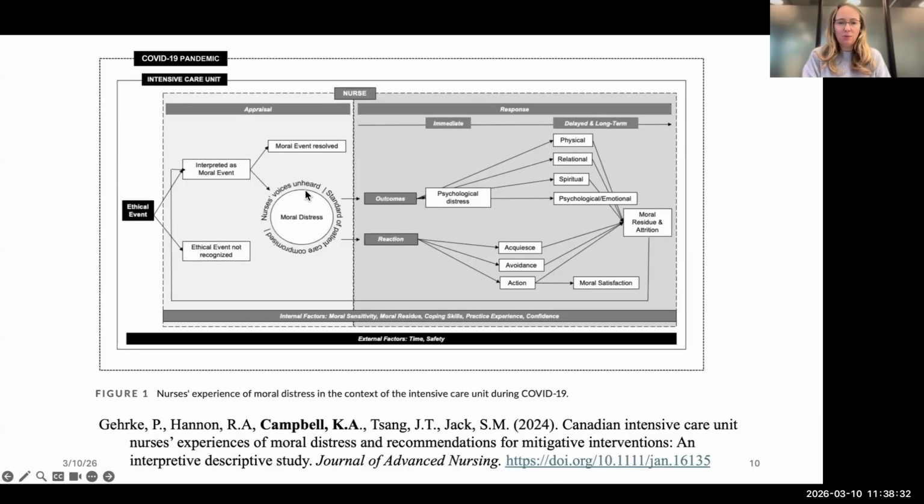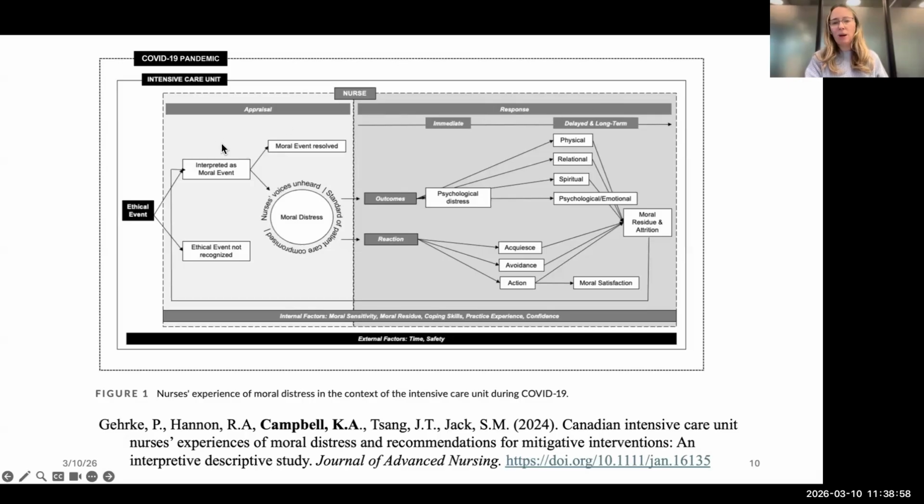So the nurses' voices were unheard. The patient was compromised. There was something that happened that made the nurse feel this distress, or it was resolved, or the nurses' voices were heard, and some kind of change was put in. That somebody did something and the patient wasn't compromised anymore. So these were the findings that she had.